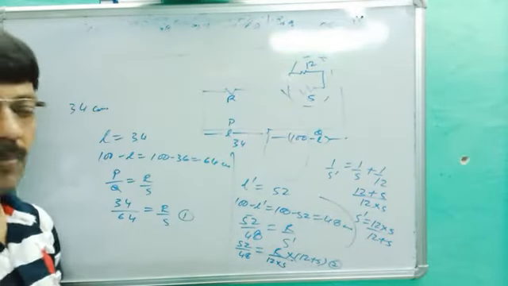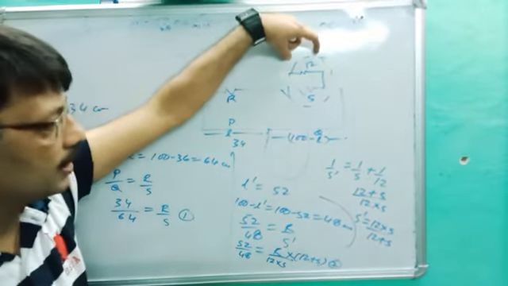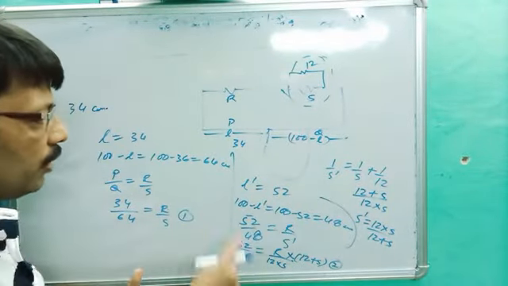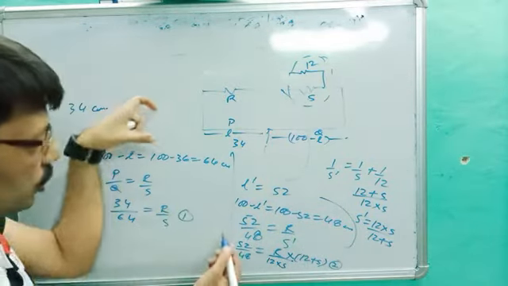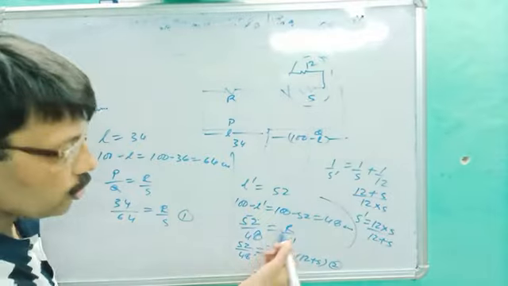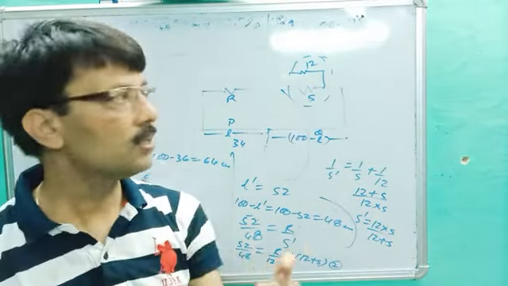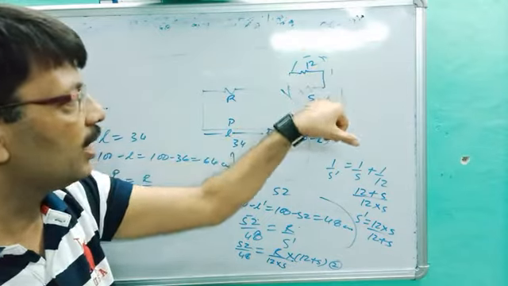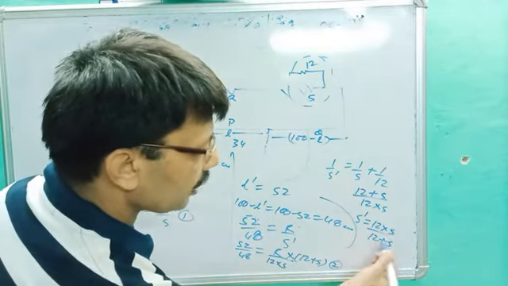Are you getting it? Very easy. If a 12 ohm resistance is connected in parallel with S, then L dash is equal to 52, so 100 minus L dash becomes 48. Again we use the same formula: P upon Q is 52 upon 48, equal to R by S, not S but S dash. S dash is the equivalent resistance of 12 and S in parallel. So the value of S dash is 12 into S upon 12 plus S.